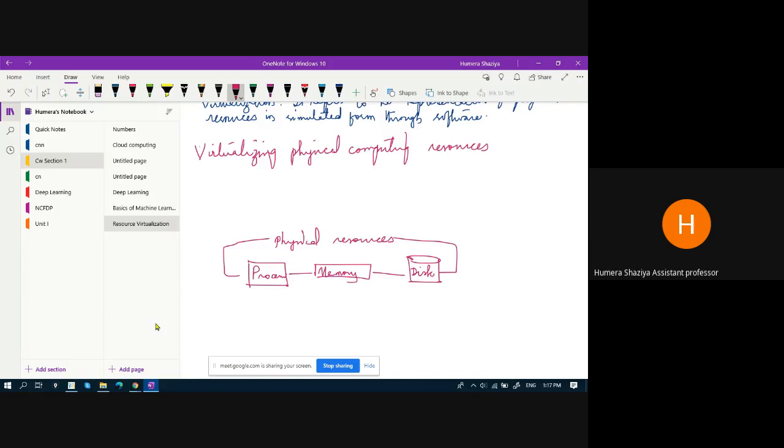If there is only one user directly connected to this hardware, if this user directly accesses this processor, this memory, and this disk, then it is like physically accessing.